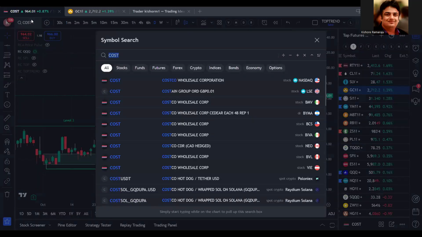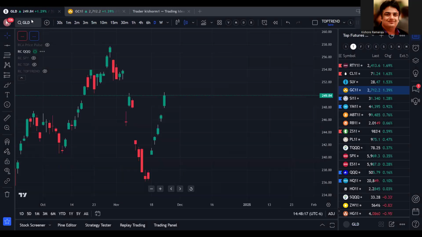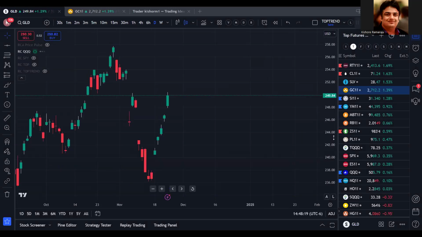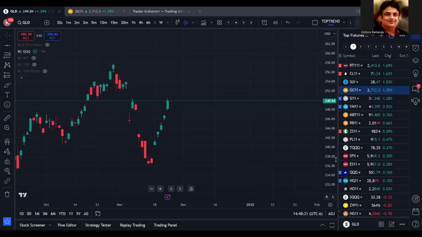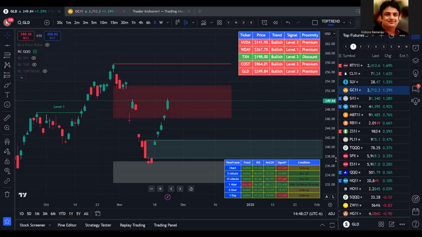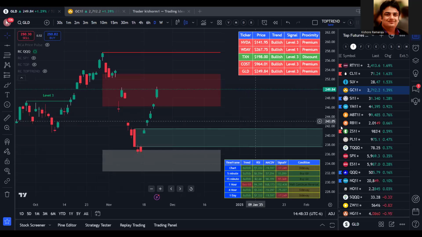Let us go to gold. So what do you think can happen with gold? Do you think gold is bullish? Basically, if GLD is bullish, that means your GC is also bullish for futures.